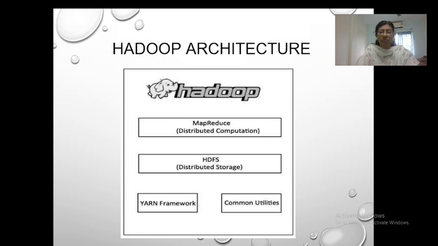Hadoop architecture. The Hadoop framework consists of MapReduce for distributed computation, HDFS for distributed storage, the YARN framework, and common utilities. We will see each of these in the subsequent slides.